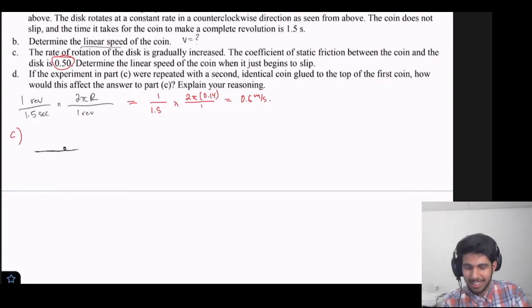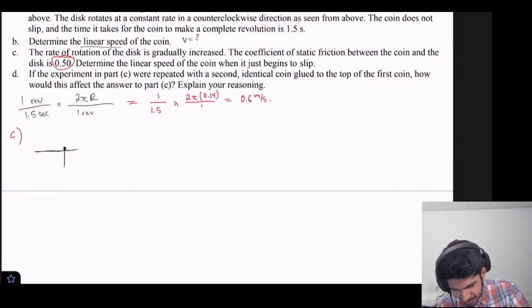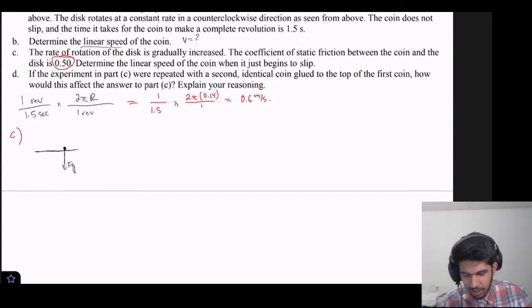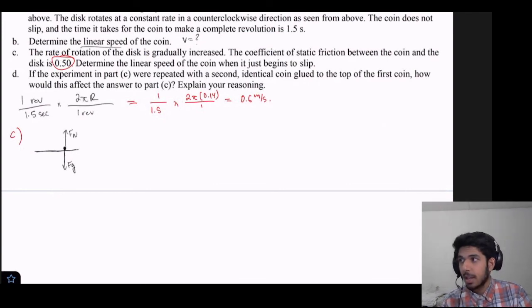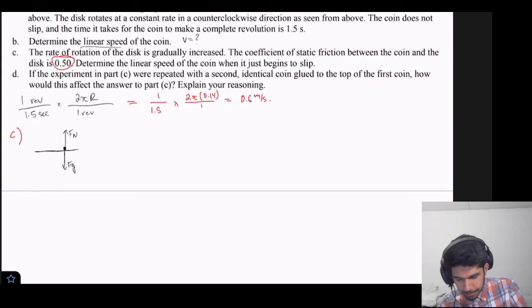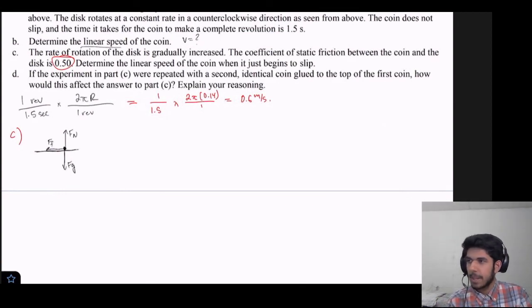What are the forces present? Gravity. No comment. Normal force. It is on a surface, there should be a normal force. Fn points this way. And now we have the frictional force. The frictional force points inwards. It opposes the motion.